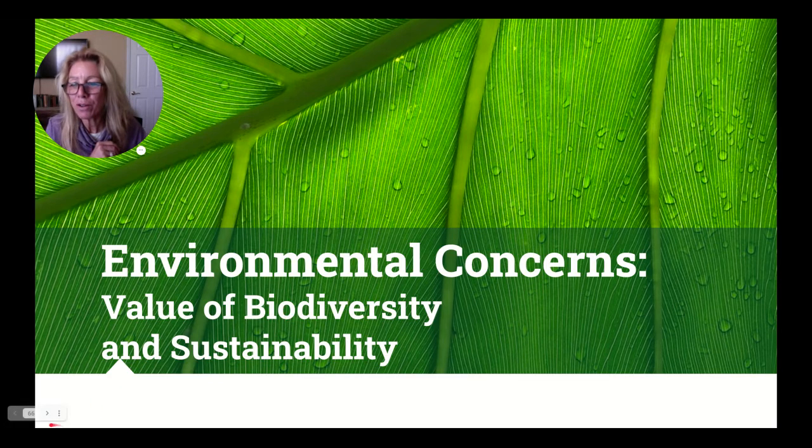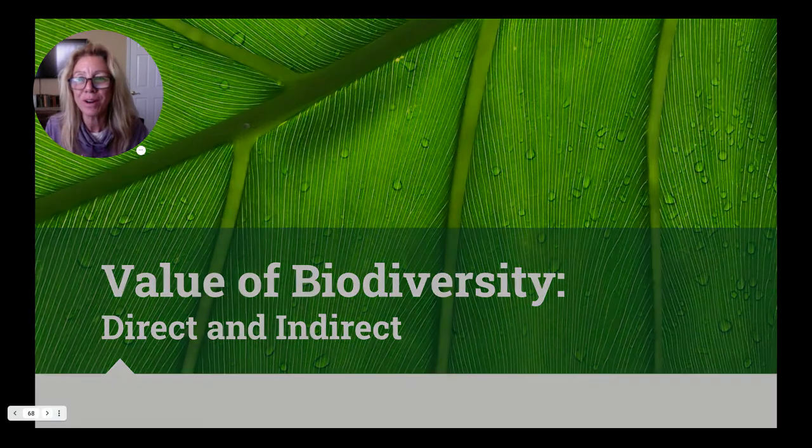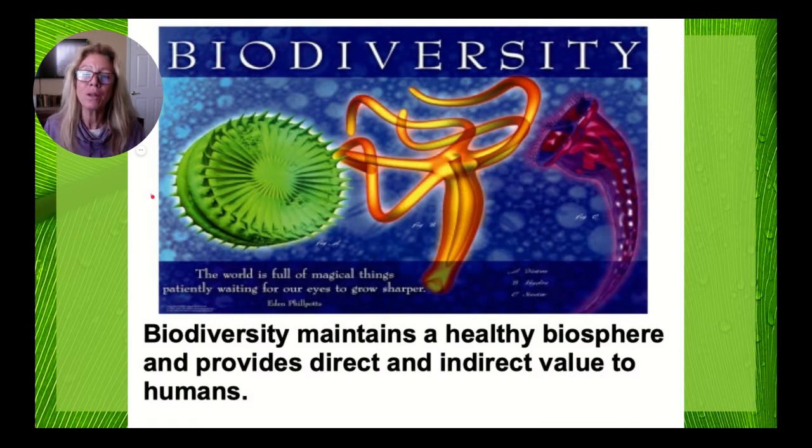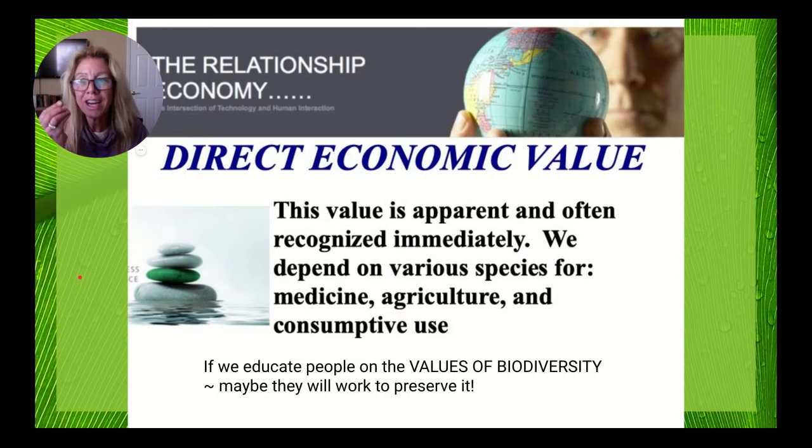All right, so we are currently at 36.3 in the notes, the value of biodiversity, and we're going to be talking about both the direct and indirect values. So we know that biodiversity maintains a healthy biosphere. And when we look at the direct values, this usually has to do with money, something you can recognize. It's easy to see. And the idea would be that if we can educate people on the values of biodiversity, maybe they would be more likely to preserve that biodiversity.